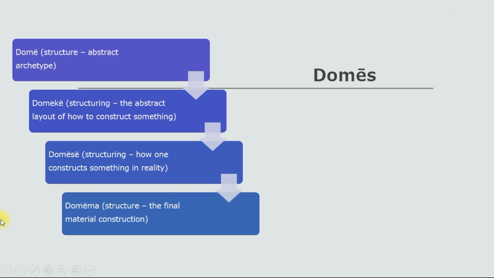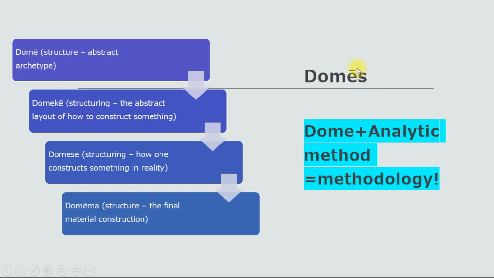And we have δόμημα. Again, the English translation is structure, and δόμημα is the final material construction, what you can hold, or if it is a dance or a performance like sports, it's the performance that you actually see or perform. Okay, all these domes, all these structures, plus the analytic method is the methodology of the distal method. But what is the analytic method and what is the dome, the structure?